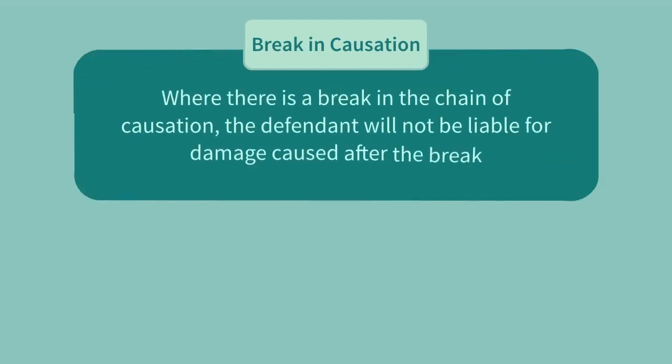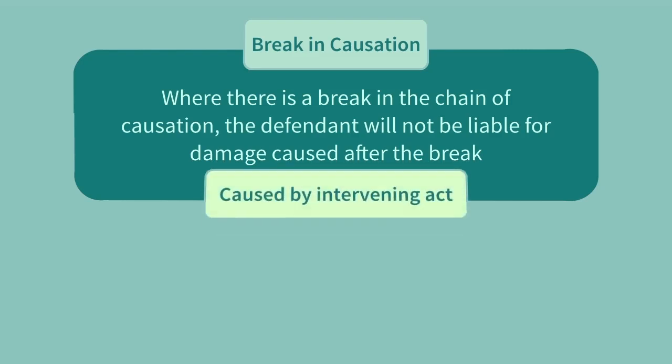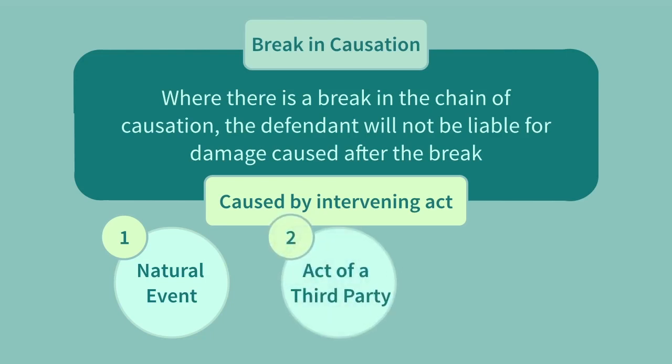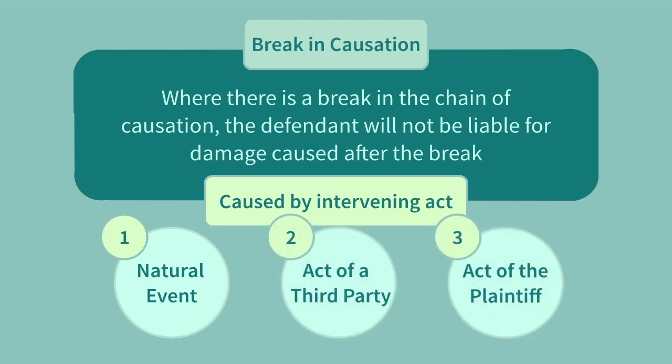Where there is a break in the chain of causation, the defendant will not be liable for damage caused after the break. This break in the chain is caused by an intervening act, and the law recognizes that such acts fall into 3 categories as follows: natural event, act of a third party, or act of the plaintiff.